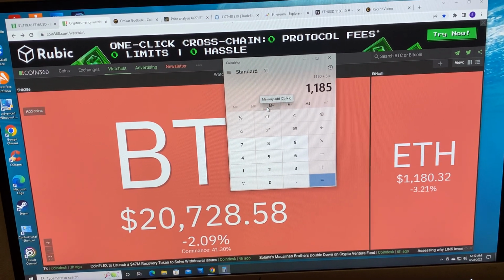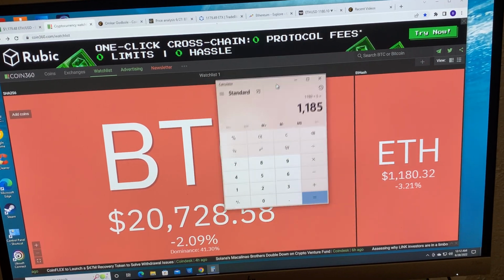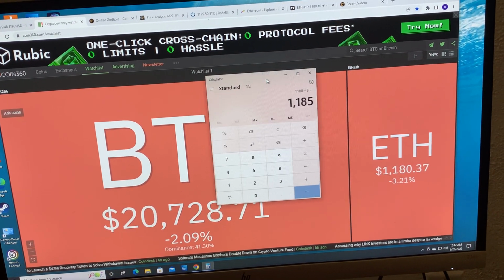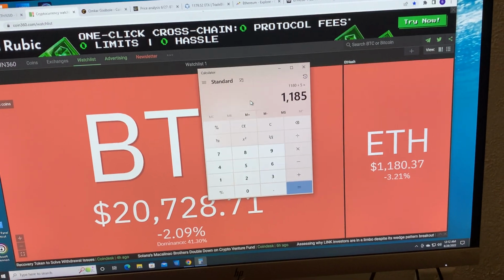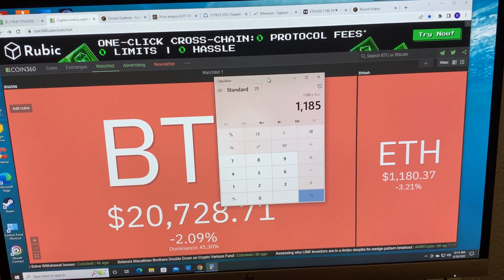Buy limit, sell limit. All right? Just to let you know, the fees are out there. You got to be aware of the fees. Now, the most important thing, pay attention to what I'm going to say now.